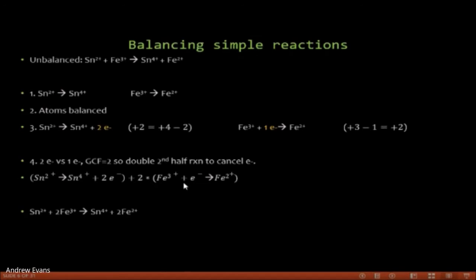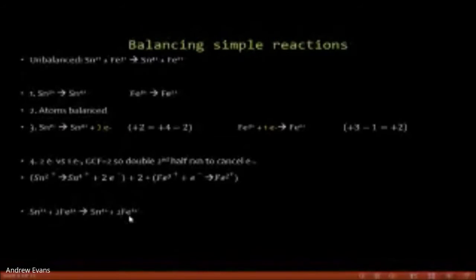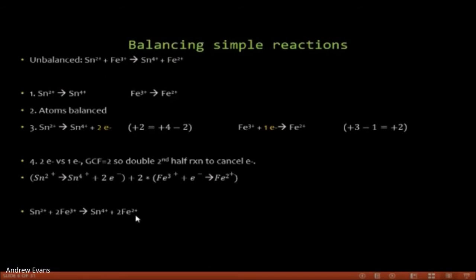Everything on the left of the equation gets added together, and everything on the right gets added together. We get Sn2+ plus 2 Fe3+ goes to Sn4+ and 2 Fe2+. If we add the charges, 2 plus 6 is 8, and 4 plus 4 is also 8. The total charge on the left is 8. The total charge on the right is 8.